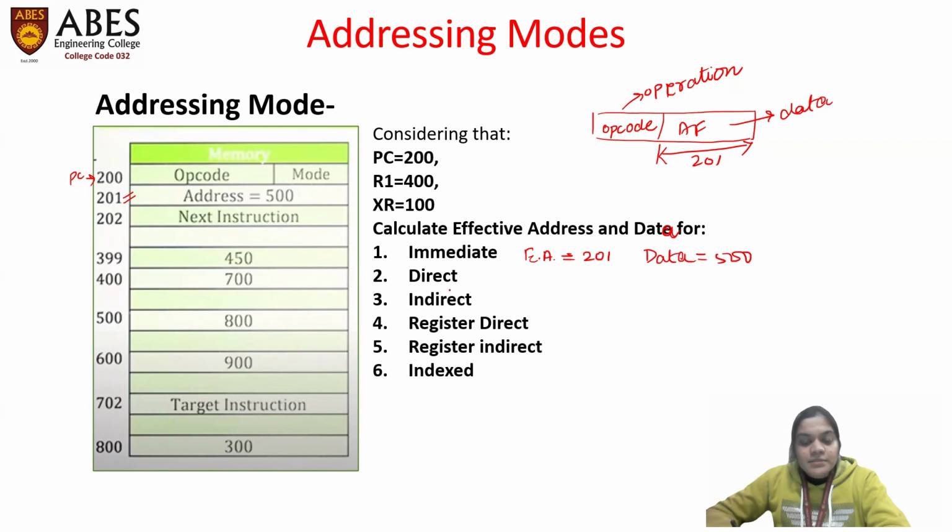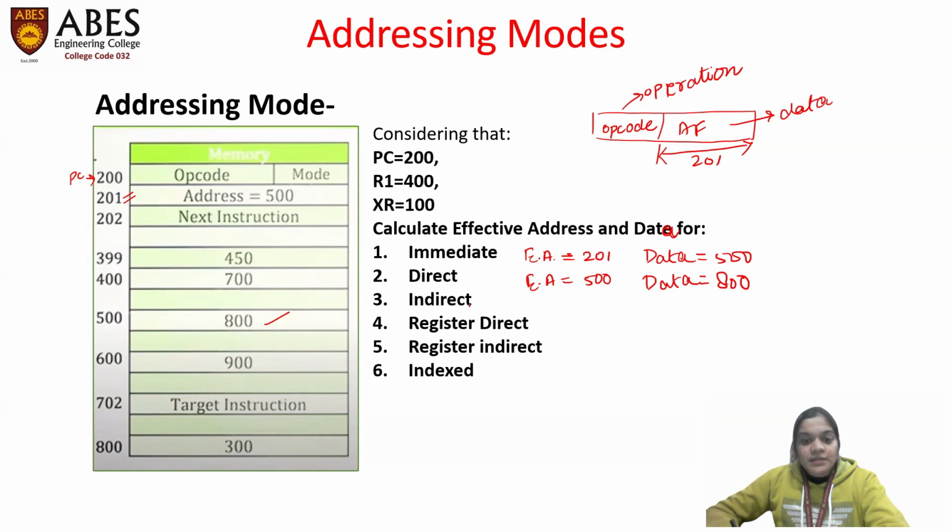Now next comes the direct addressing mode. In case of direct addressing mode, the address field section, which is 201, will give you the direct effective address where the data is stored. So in direct addressing mode over here, your effective address is actually 500, and at the location of 500, you have the data 800.